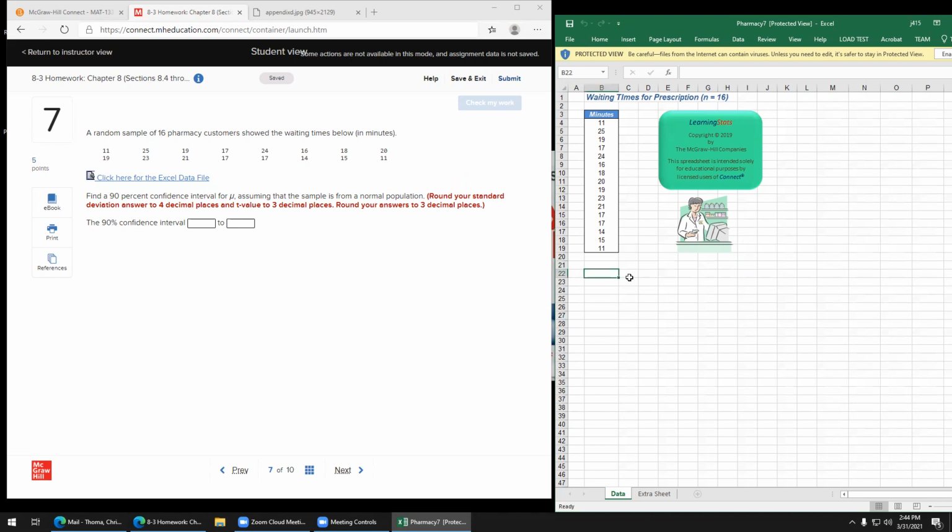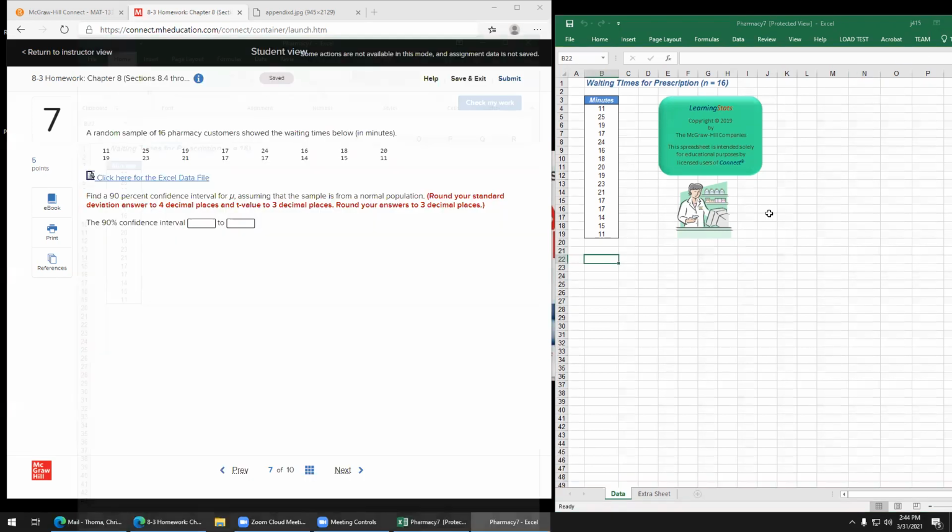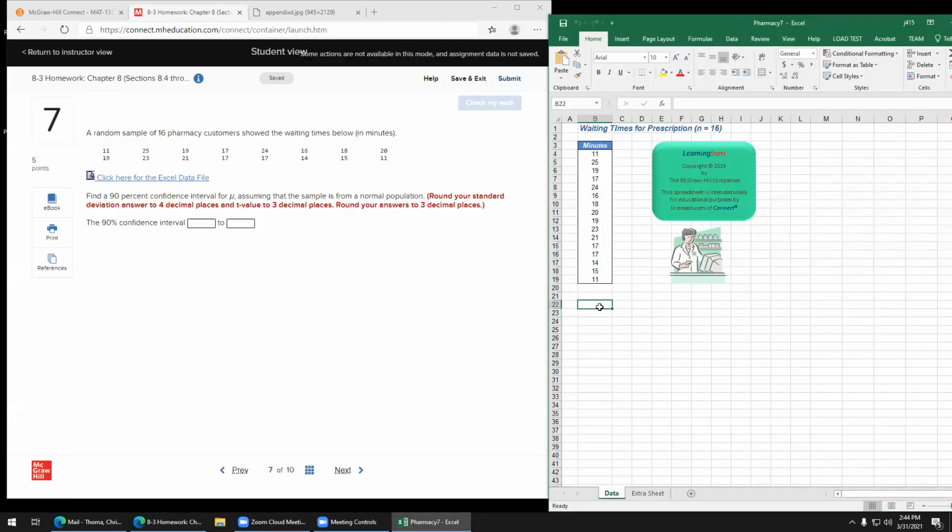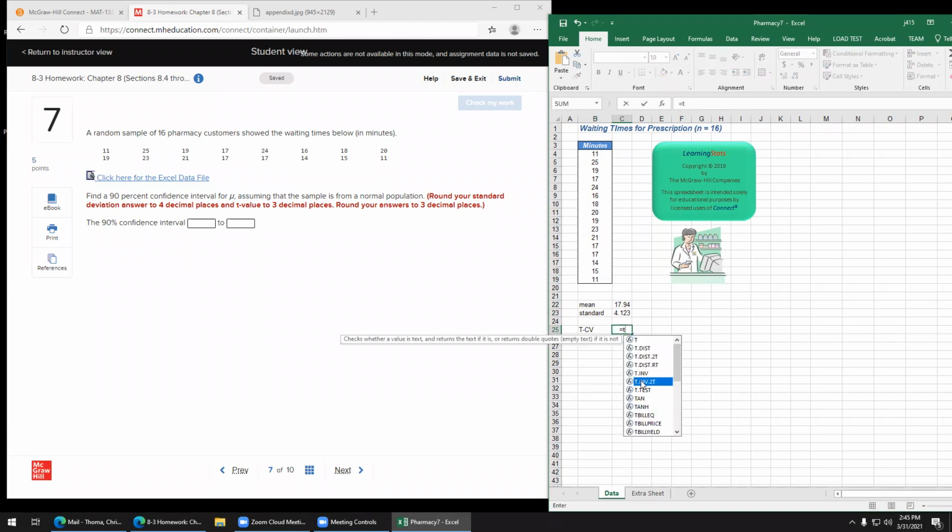To find the mean of something, I type in Excel. I need to find the mean and I need to find the standard deviation. So to find the mean, it is equals AVERAGE, and then I highlight my data. And then to find the standard deviation, equals STDEV of the sample. Remember that. Highlight my data. And then because I have a sample standard deviation, I need to find a T critical value. That's what we've been doing. So I do equals T inverse two tail.